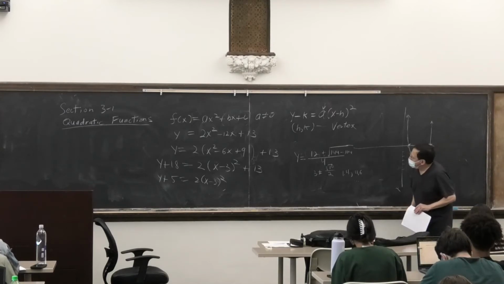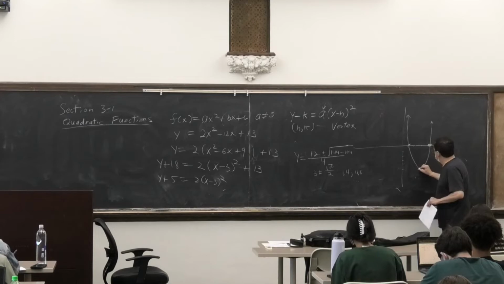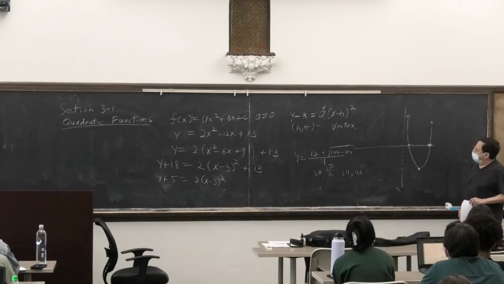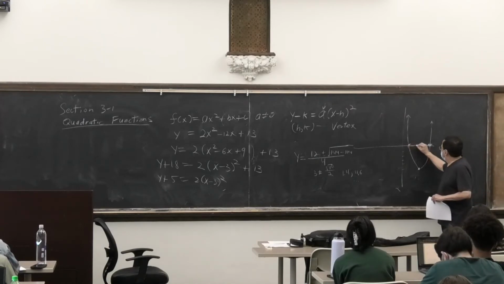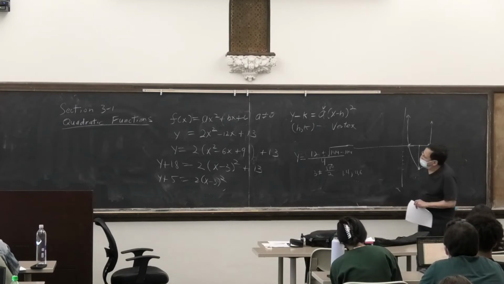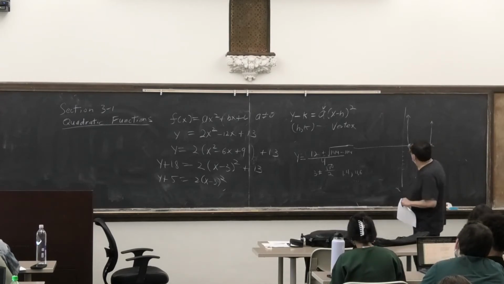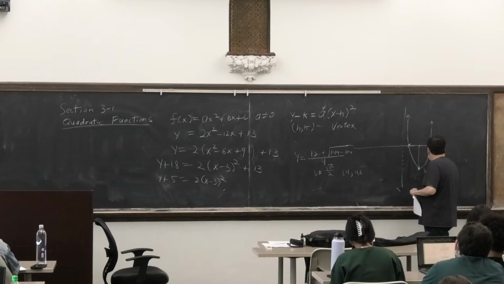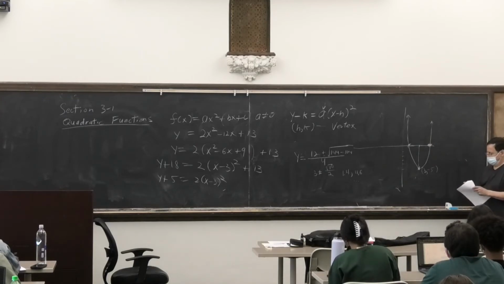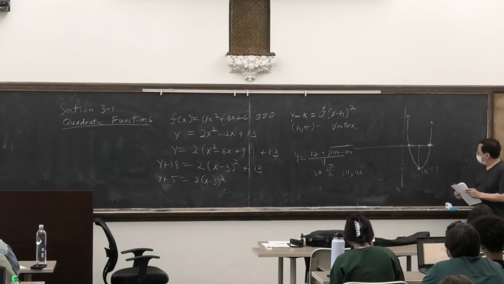Here's a question. What is the minimum here? How can we find the minimum? Well, we know that the vertex is at 3, negative 5. We know what the minimum is. It's negative 5. That's easy enough. You get that for free. All right.